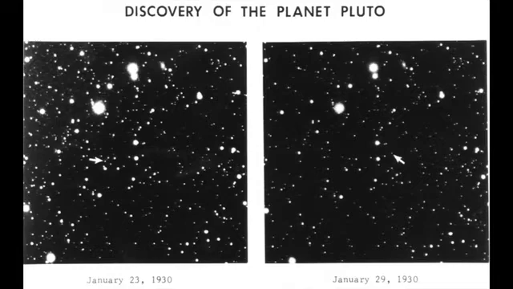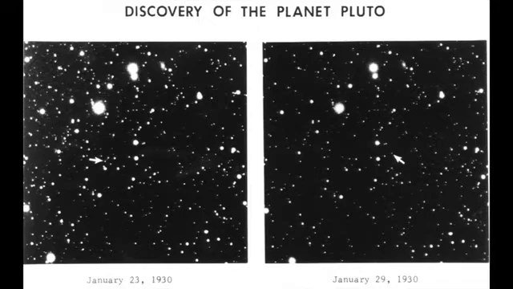These two images right here are by far probably two of my most favorite images because these are the discovery images of the planet Pluto. Now the picture on the left was taken on January 23rd, 1930. Clyde Tombaugh took these pictures looking for planet X. And then on the right side, you see a picture taken on January 29th, 1930. And you can see the arrow pointing at the planet Pluto and how much it moved in those 6 days.